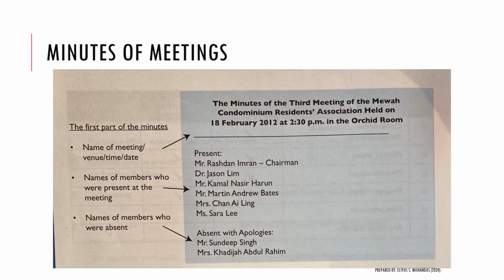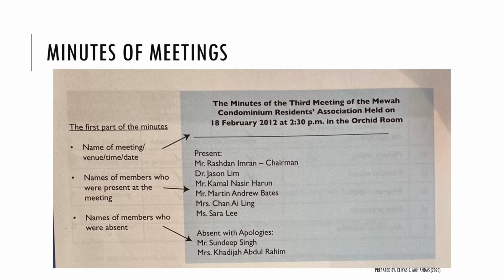So let us look at the parts of minutes of a meeting. The first part of the minutes of meeting consists of the name of meeting, venue, time, and date. As you can see in the sample given here, the minutes of the third meeting of the Mewah Condominium Residents Association held on 18th of February 2012 at 2:30 p.m. in the Watch Room.